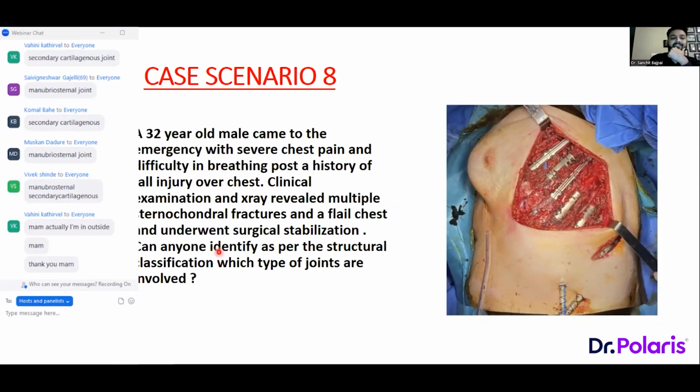So for that, the operating surgeon did a surgical stabilization, and you can see he had done a surgical stabilization over multiple segments of this sternochondral junction. Now, can anyone identify, as per the structural classification, which type of joints are sternochondral joints?